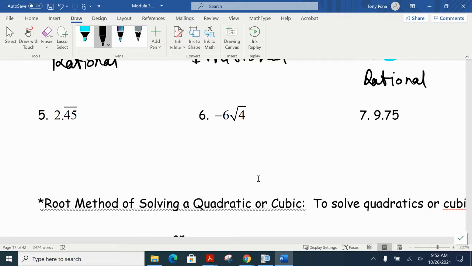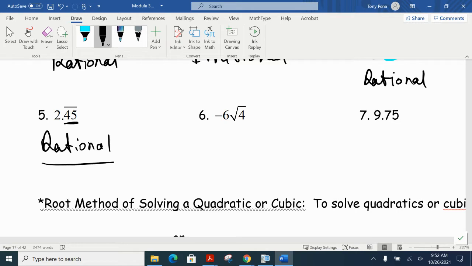Okay, what do we think? Rational or irrational? Rational. Why, Sage? Because it's repeating. Good. It's just going to repeat this 4, 5, 4, 5 over and over and over again. So as long as it's repeating, that's a rational number.